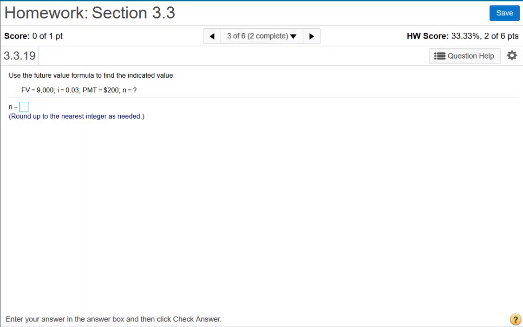Same formula. The future value on this one is the 9,000. We're told the payment is 200, and the interest rate is 0.03. We're solving for the n.